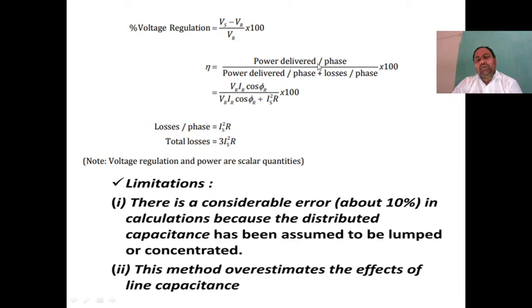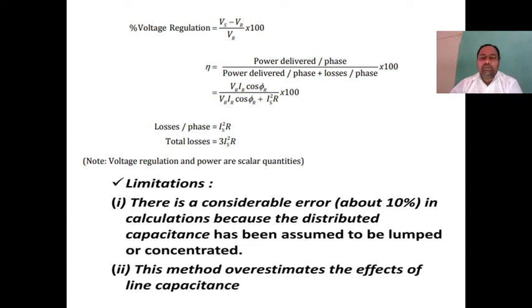Efficiency is equal to power delivered per phase by power delivered per phase plus losses. What is the power delivered? Vr IR cos phi r by Vr IR cos phi r plus Is squared r, into 100. Losses in single phase is Is square r, or total losses is 3 Is square r.